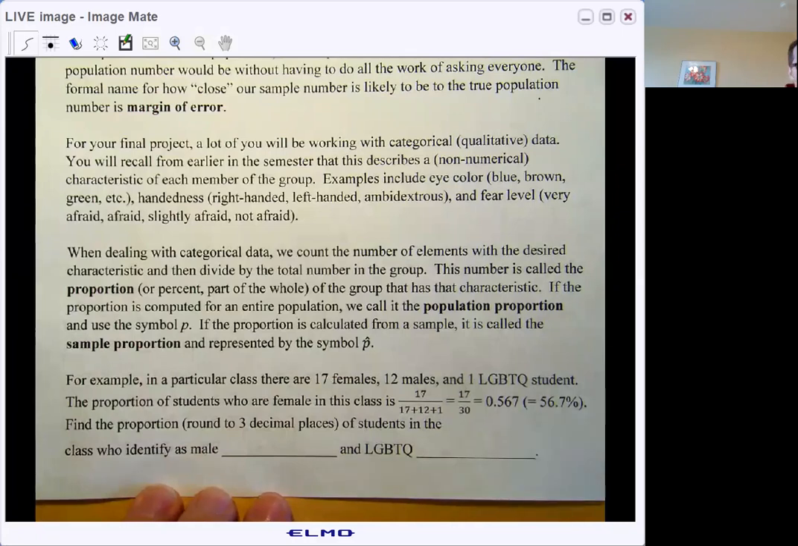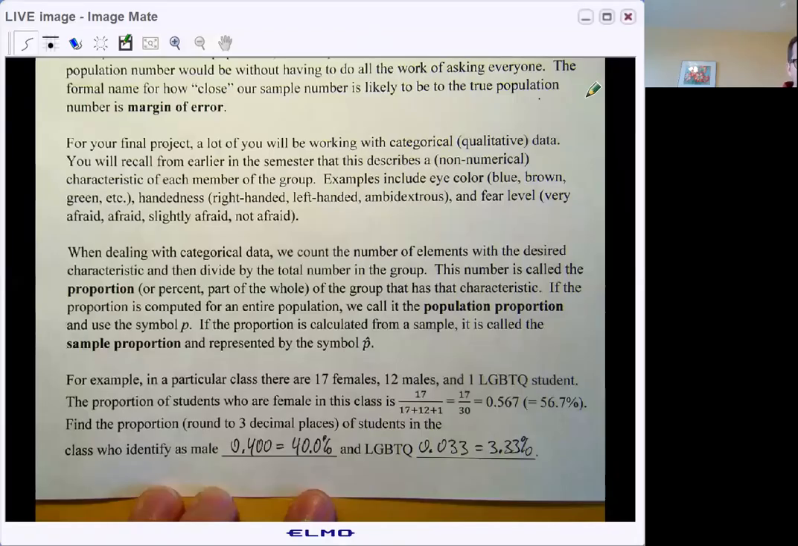So I want you now to find the proportion of students in this class, rounded to 3 decimal places, who identify as male and as LGBTQ. I'll give you a few seconds to do that. I went ahead and did that and found out that the proportion of students in this class who identify as male is 0.400 or 40%, and LGBTQ was 0.033 or 3.3%.